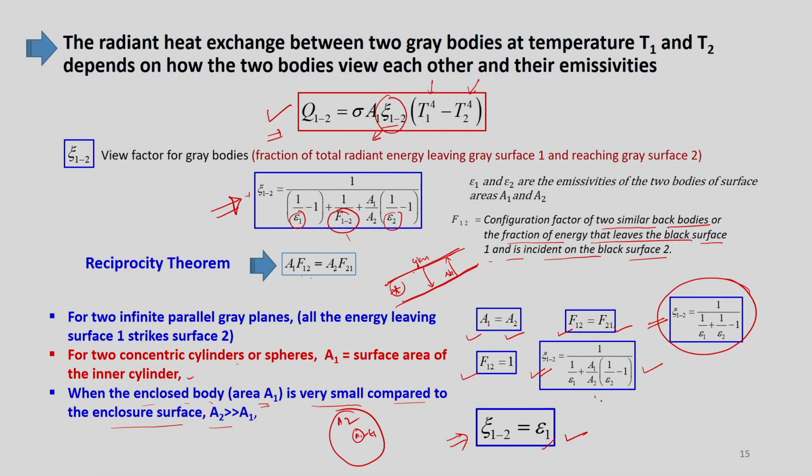So, once we know this view factor, then we can use this expression for radiant heat exchange between two gray bodies at temperatures T1 and T2. That way we can calculate the radiative heat exchange. Area A1 is known, temperatures are known, and this constant is known to us, right. So, this knowledge will be required in designing a flat plate collector.